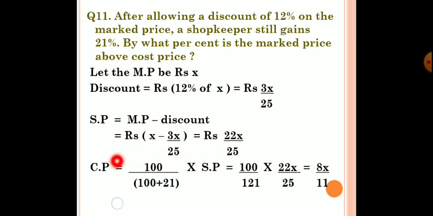So cost price is equal to, we will apply the formula for finding the cost price, which is 100 divided by 100 plus gain into selling price. That is 100 divided by 100 plus 21 into selling price. So that is equal to 100 divided by 121 into selling price, which is 22x by 25. So solving this, we will get 8x by 11.